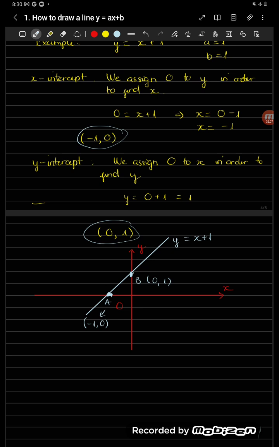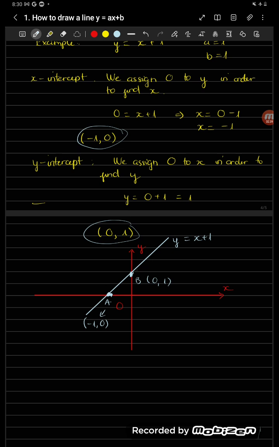So in this case it's easy, because after you assign x equal to 0, you calculate y, and y is a whole number. And after you assign y equal to 0, you calculate x, and x is a whole number. Okay, on the line: -1, 1, 2, 3, 4, 5, 6, 7, 8, and so on. So long as it is a whole number, it's very easy for you to draw. So that's why you can take the x-intercept and y-intercept.